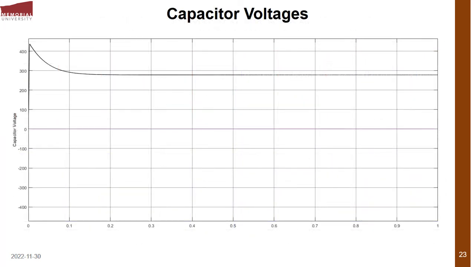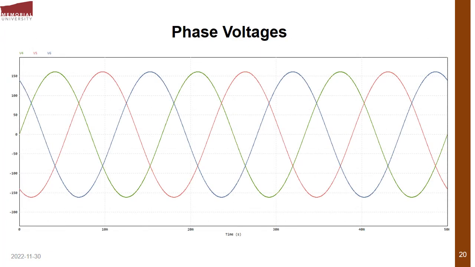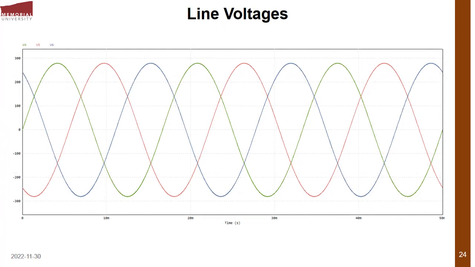Then our simulation confirmed our calculation. We had a capacitor voltage of around 275, just to confirm what we had in the calculation. Our output voltage for the phase was 161, and the simulation results confirm that. The line voltage was also around 279, and this diagram also confirmed that.